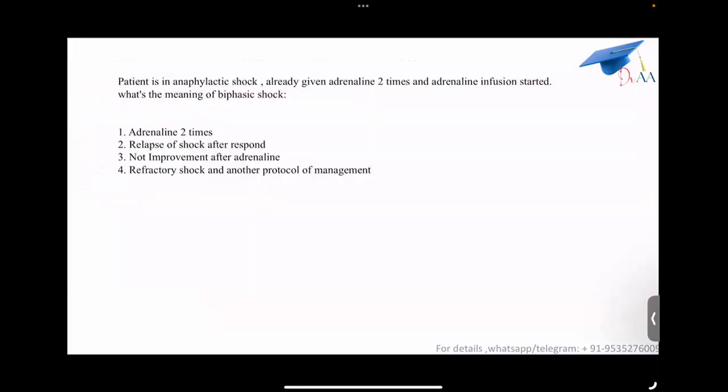Patient is in anaphylactic shock, already given 2 doses, 2 times adrenaline has been given, infusion has been started. What's the meaning of biphasic shock? Relapse of shock after response. So he has come back to his normal self, then again he goes into shock. Then we call it a biphasic reaction.